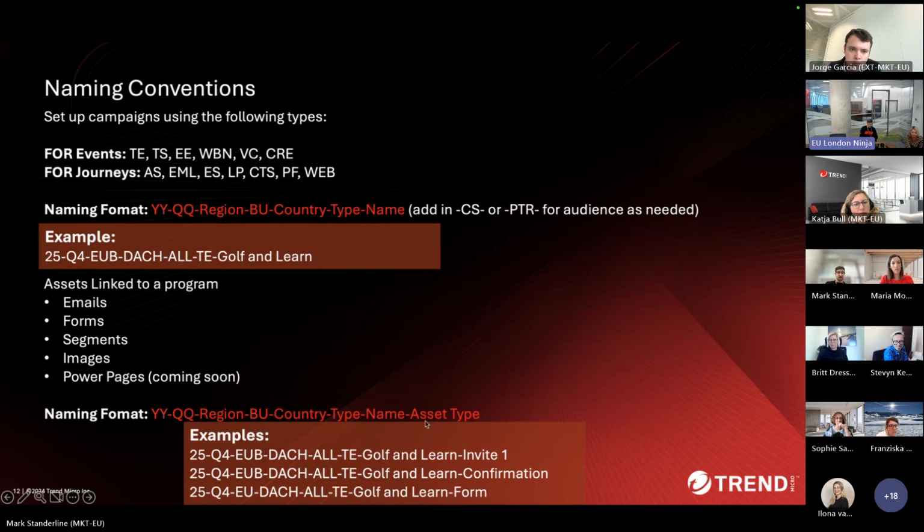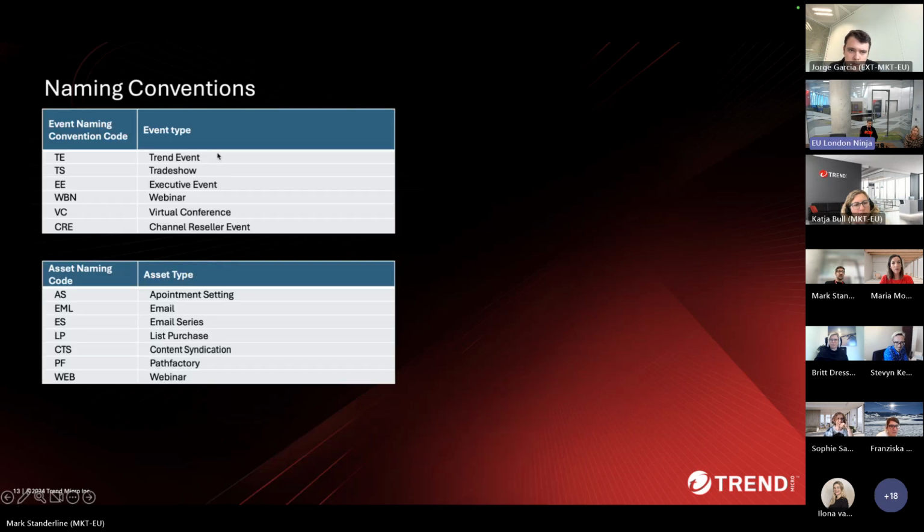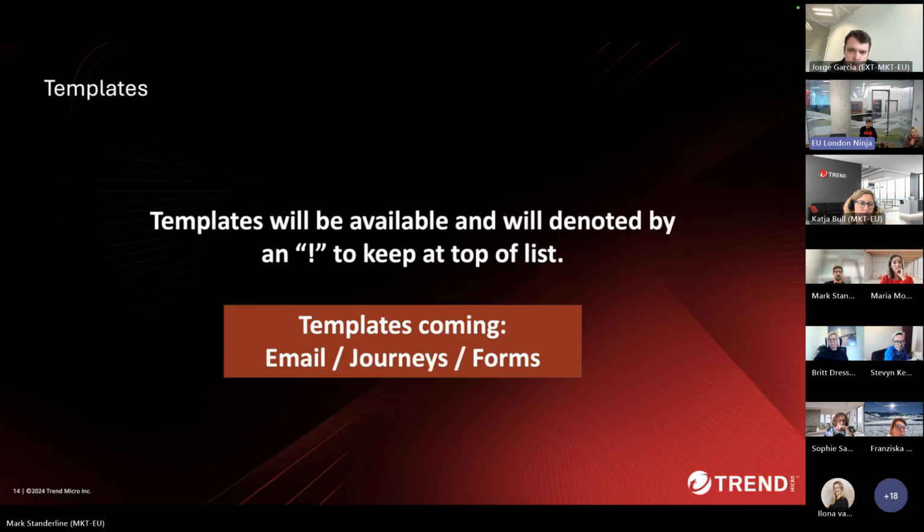Similar for assets, they should all follow suit so we can identify and track everything. Here's a handy little breakout table because I am forgetful, so it's just as helpful for me as it is for you. The different asset types that we've got, the different events that we've got. Again, I'll share this after so you can check it out.